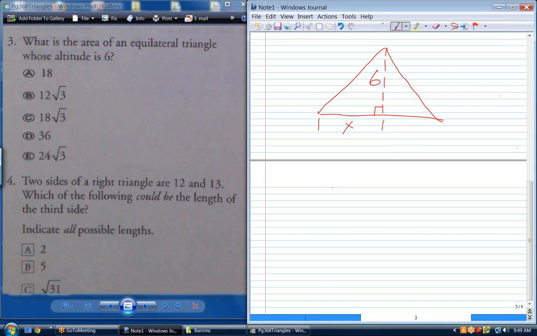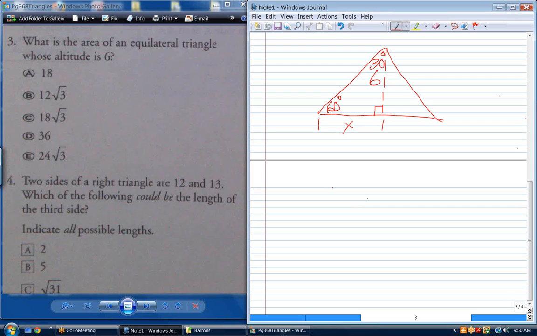But more importantly, what do we know about equilateral triangles in terms of angles? What's this angle right here? If this is an equilateral triangle, what are all the angles equal to? 60 degrees. What's this little angle up here? 30. Always remember, they're always going to give you triangles in 30, 60, 90 or 45, 45, 90. So when you see triangles, look for that.